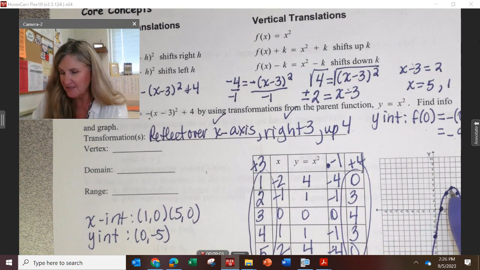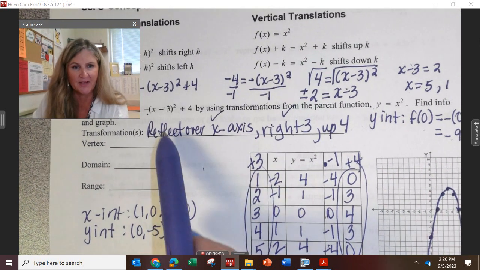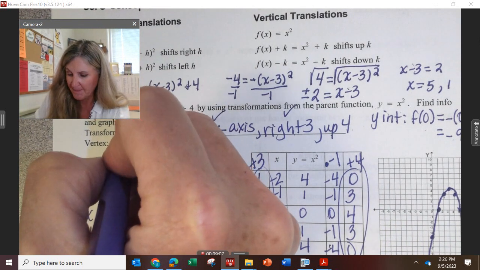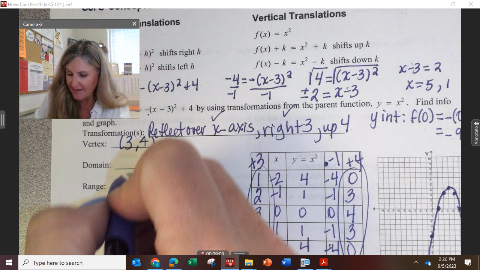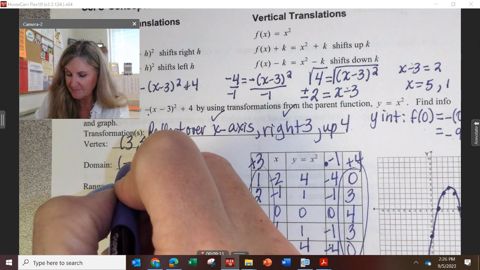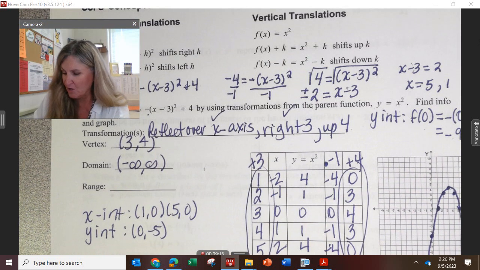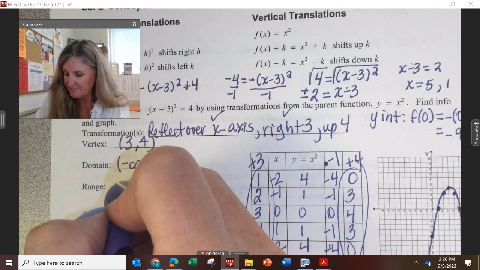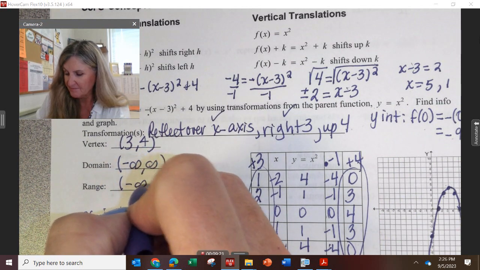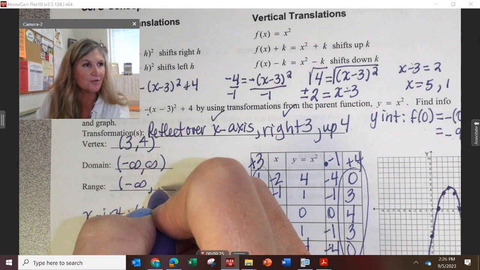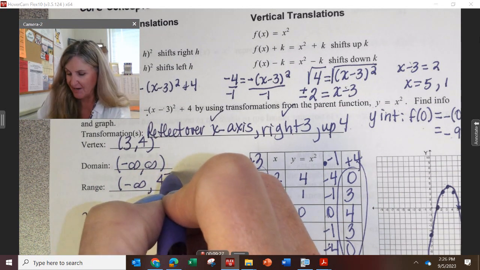The vertex is this highest point right here. We can also see it just by looking right back there, guys. What is it? And the domain? Good. The range has to go low to high. So what's the range going to be? Close. Negative infinity to 4 with the bracket.